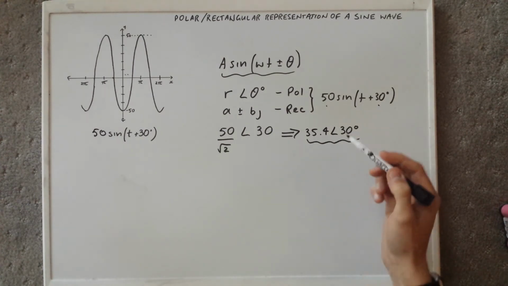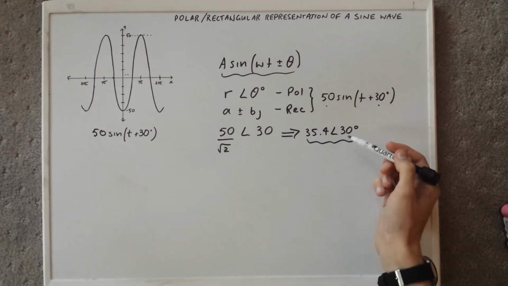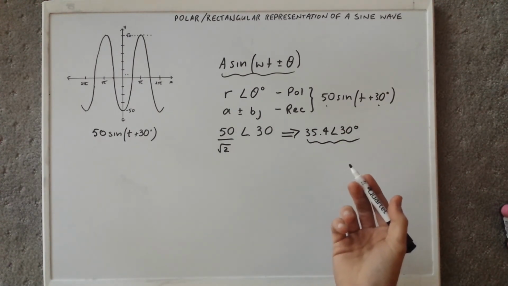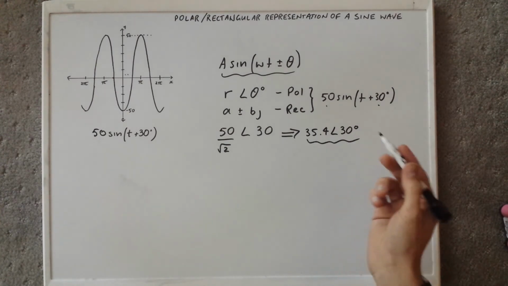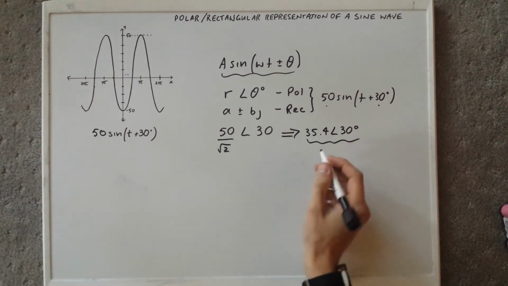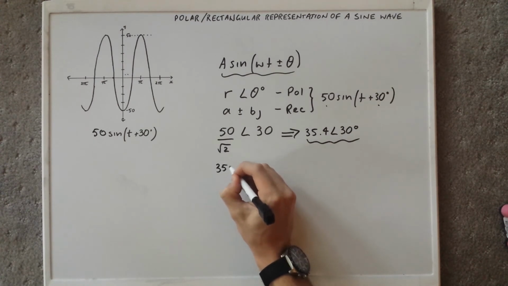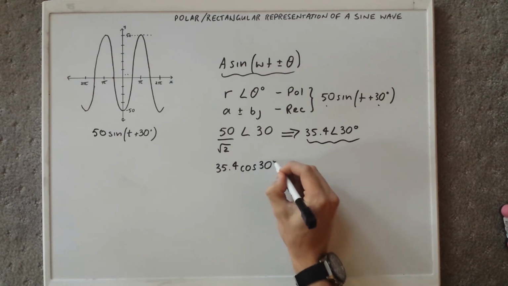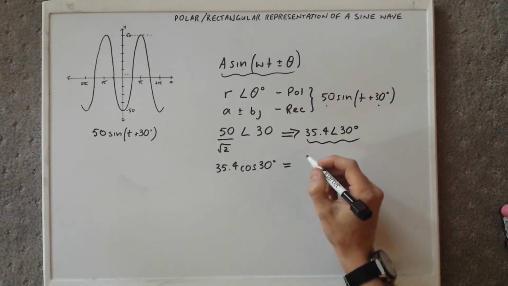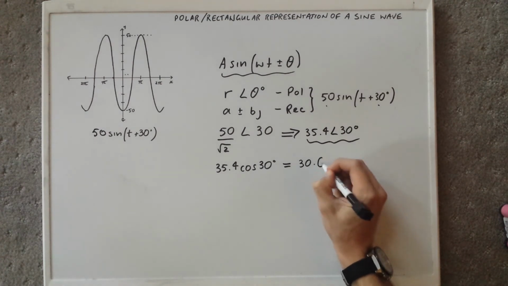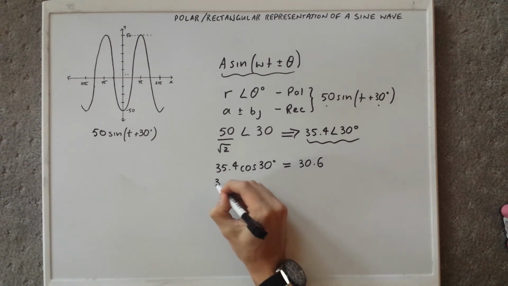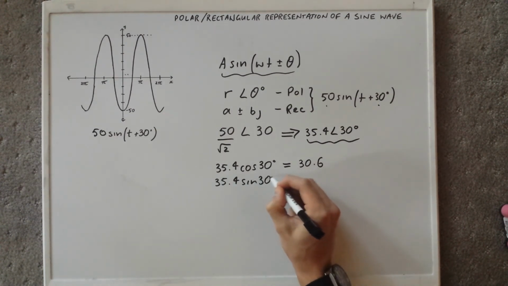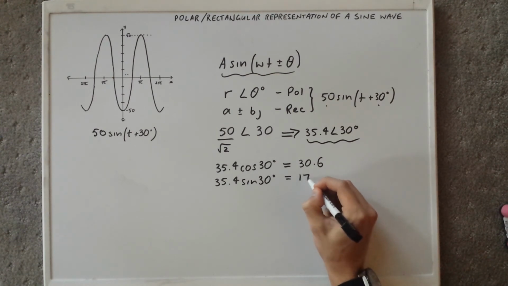To convert to rectangular, we first need to get our polar format, which we've just done. And what we do next is we either use a little bit of mathematics or we can punch these numbers straight into our calculator. So mathematically, what we do is we multiply the magnitude 35.4 by the cosine of the phase angle, and that gives us 30.6. Similarly, we then multiply the magnitude by the sine of the phase angle, which equals 17.7.